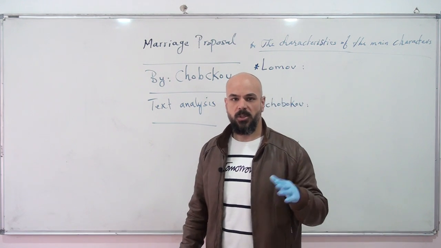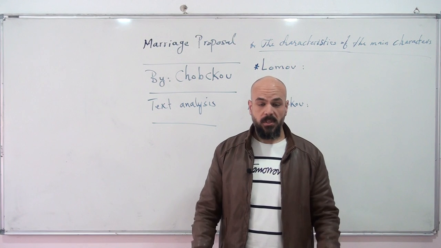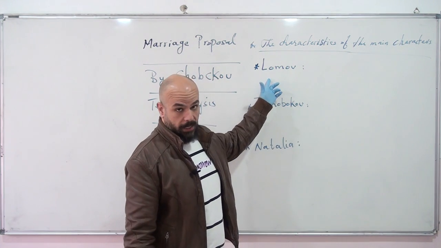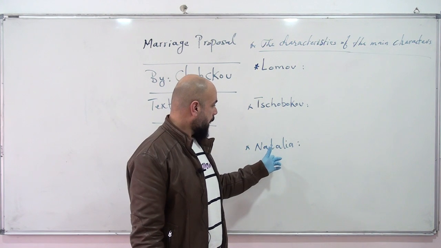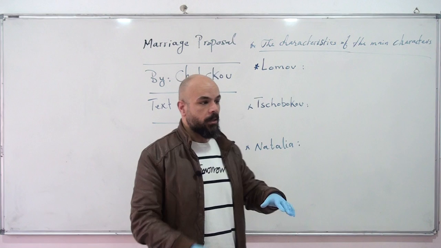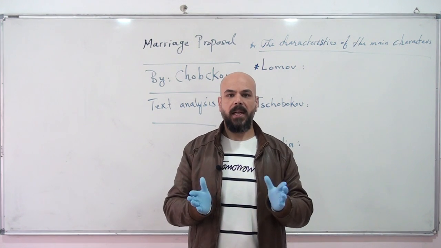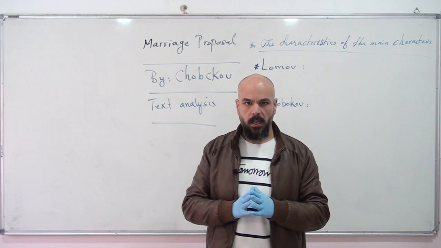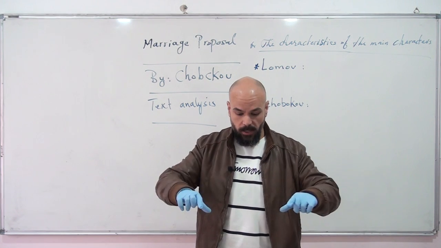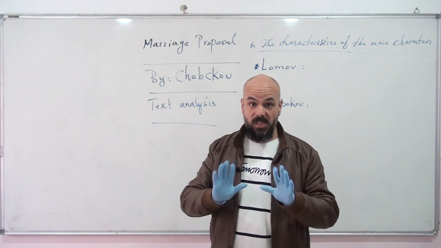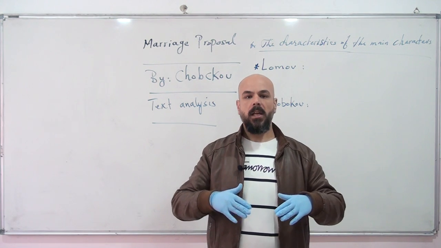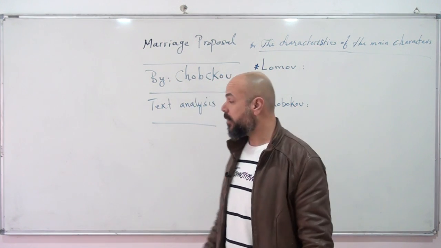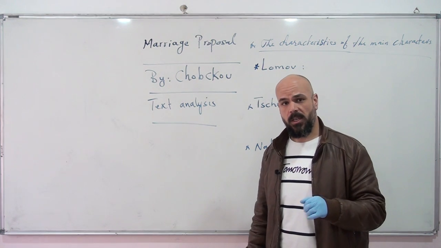Since we started talking about the general idea about the main characters in the farce, I'm going to remind you of them. They are Lomov, the main character, the second one, Chubukov, and the third one is Natalia. Now, we got general information on how those characters were depicted in that farce to participate in the development of the ridiculous events according to their surroundings. But that is not enough. We need another analysis of these characters according to their specific characteristics, and how they could develop the main events in that farce.